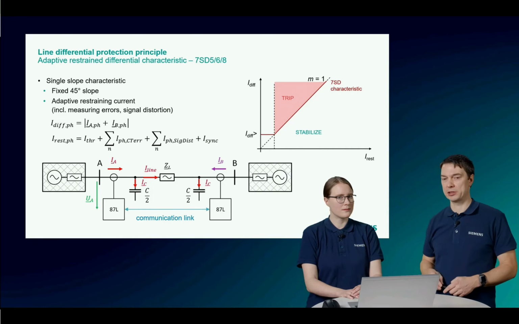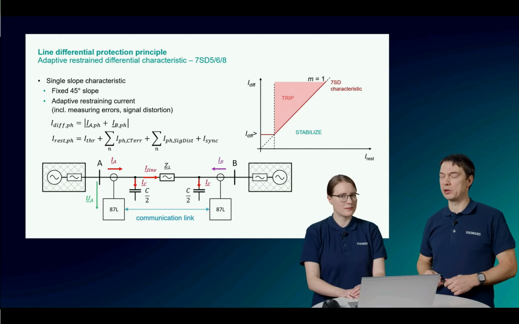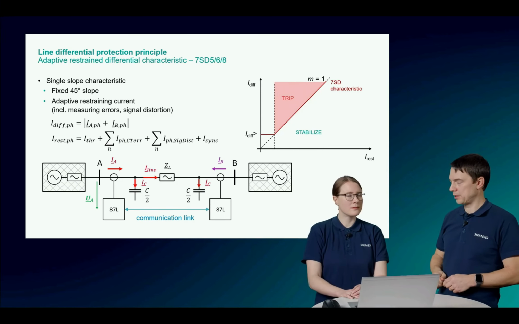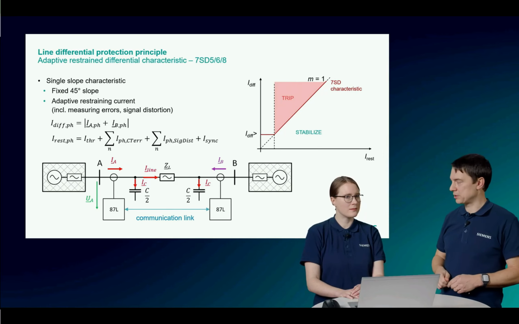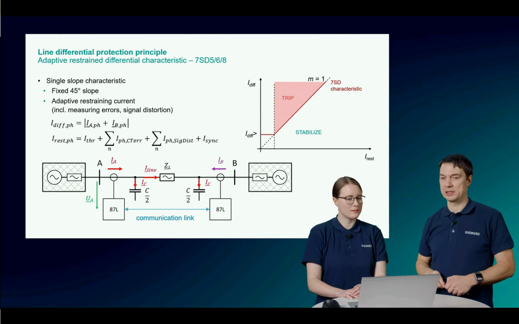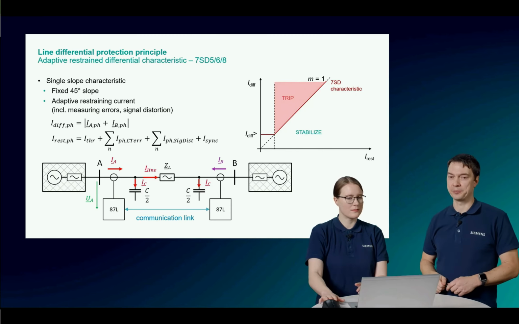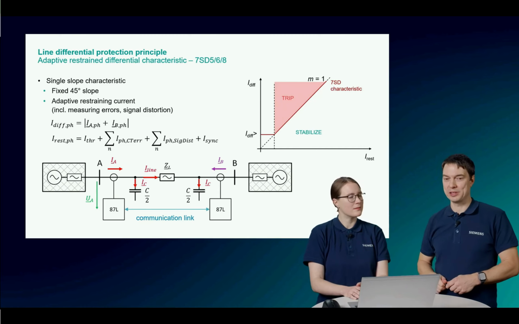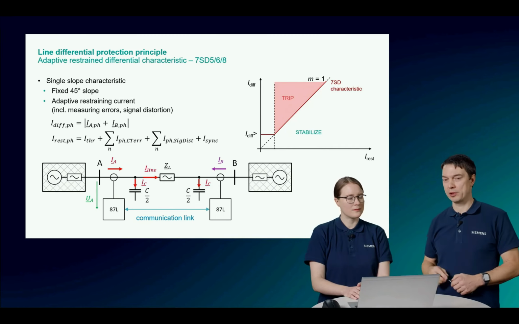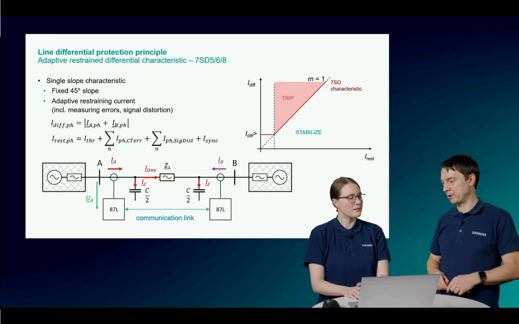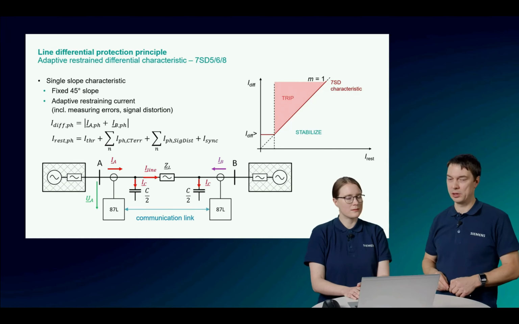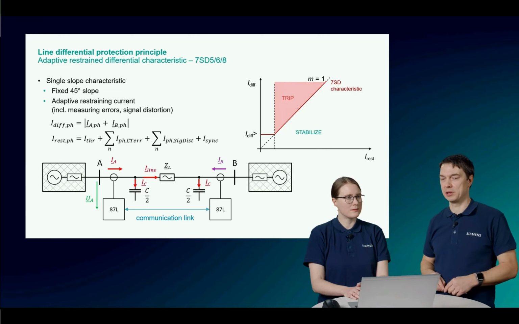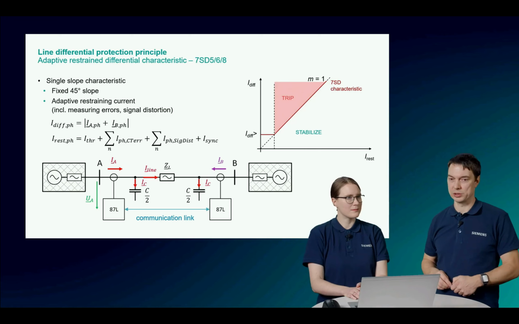Especially the stabilization towards the CTs is also a dual slope characteristic in the background. So this single slope characteristic can also be calculated as a dual slope characteristic. You will see this if you do some testing with the Omicron, that there appear to be some steps in this characteristic. Maybe it was not so clear. We will provide later on an application note where we also show how to test the Siemens line differential protection characteristic using, for example, Omicron tools.